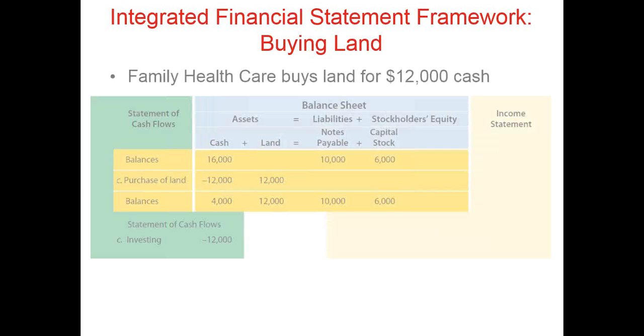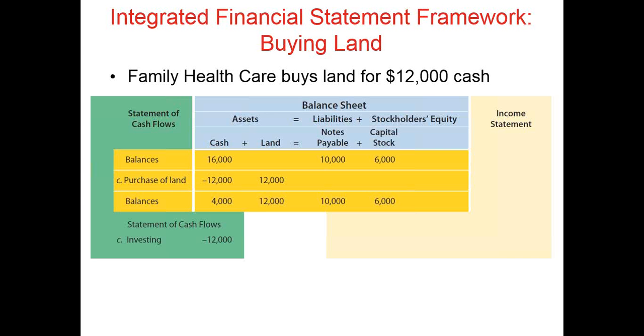Now we're going to buy some land. Land is an asset of the company. It's something the company owns. So we're going to decrease our cash by $12,000, increase our land by $12,000. I want you to note both of these entries are under assets, but the accounting equation still balances. We have not changed our total assets. We've merely changed the makeup of those assets. We've reclassed some of our cash from cash to land.